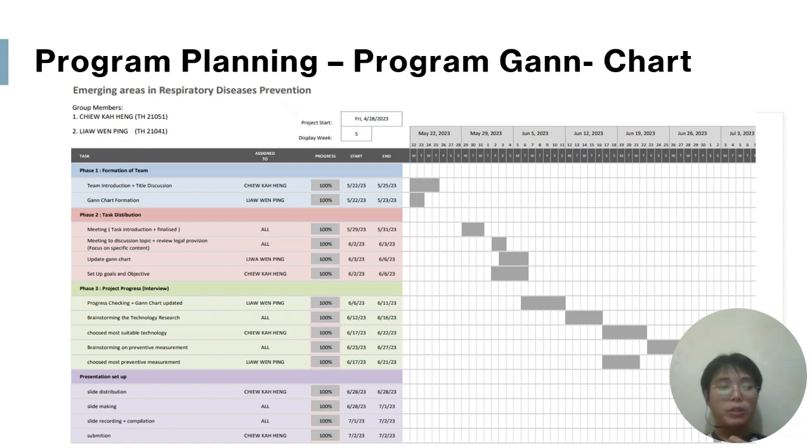Phase 3 is the project progress. In phase 3, the most important topics were touched on and brainstormed. This includes brainstorming ideas in technology research, as well as preventive measures and the barriers involved in the research topic. Lastly will be the presentations, which involve all the members. So that's all for my presentation.